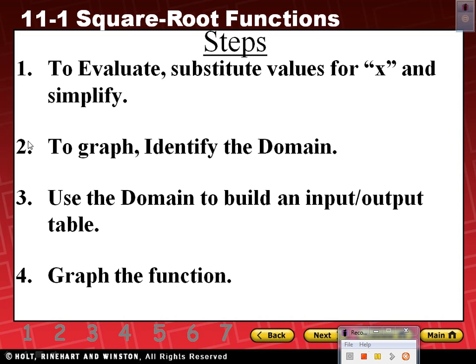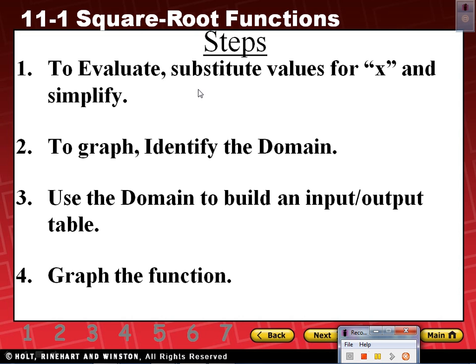We're going to graph. And for graphing, we use the last three steps. Step two, to graph, identify the domain. Second, use the domain to build your input-output table. And step three, graph the function. So to graph, we identify the domain, use the domain to build an input-output table, and graph the function. Copy those, please.